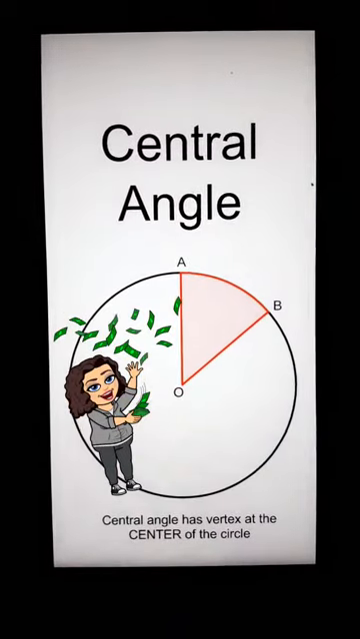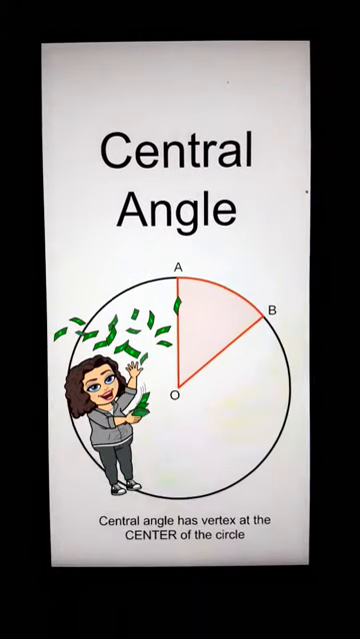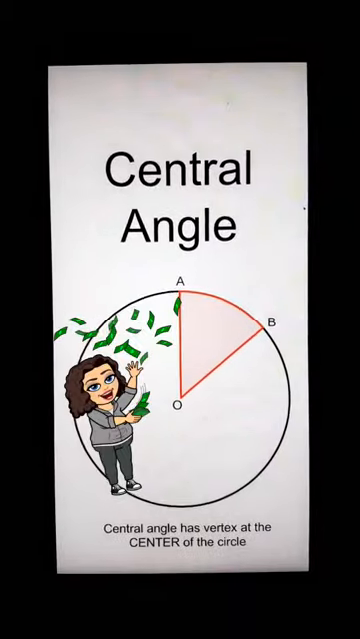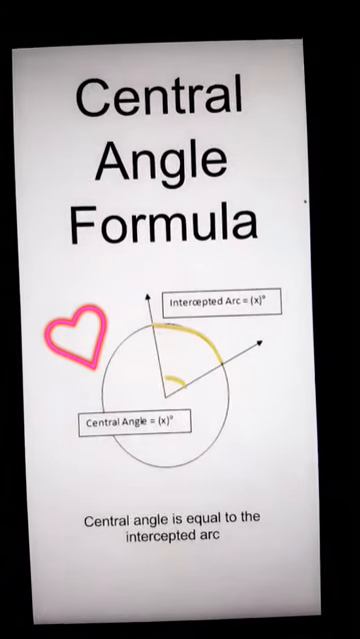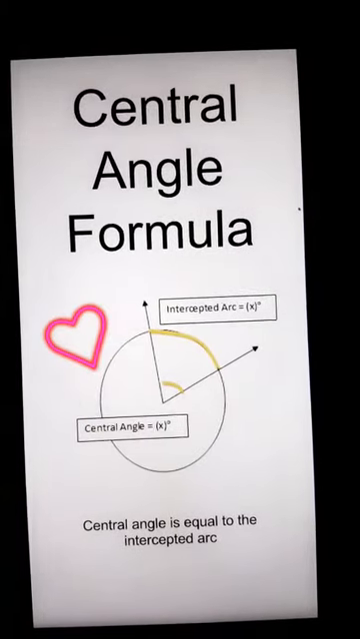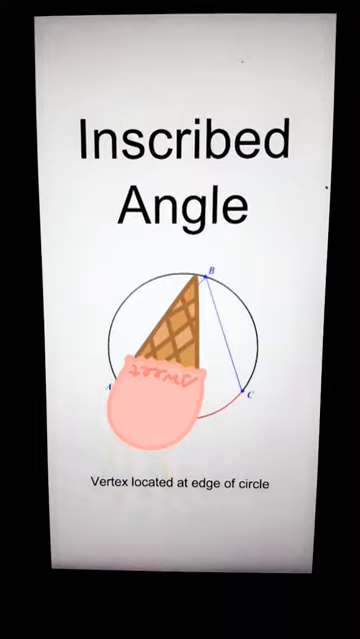The central angle of the circle always has the vertex at the center. Remember, the central angle has the vertex at the center of the circle, and the arcs are the same. Here's an example. We have the central angle labeled. Let's say it was 50 degrees. The arc is 50 degrees. If the arc is 100 degrees, the central angle is also 100 degrees.